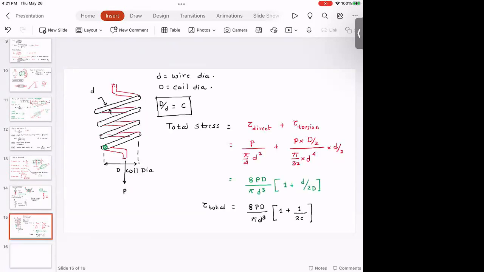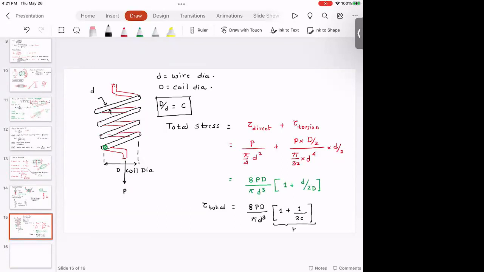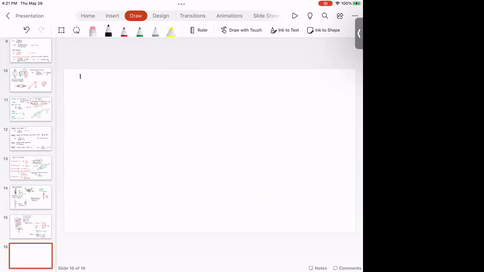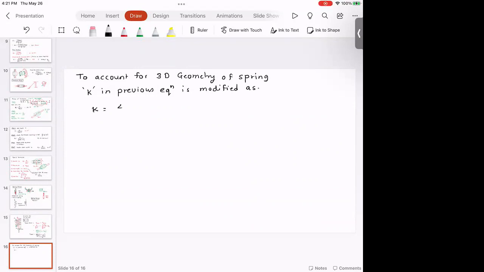And what is the Walsh factor? This factor K. So to account for the 3D geometry of the spring, K in the previous equation is modified as (4C minus 1) divided by (4C minus 4), plus 0.615 divided by C. This is called the Walsh factor.